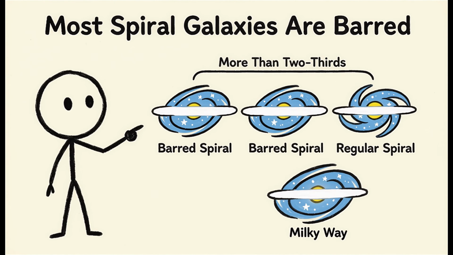The bar acts as a kind of cosmic funnel, channeling gas and dust from the arms inward toward the galactic center, which can fuel star formation and feed the supermassive black hole believed to reside at the heart of most large galaxies.